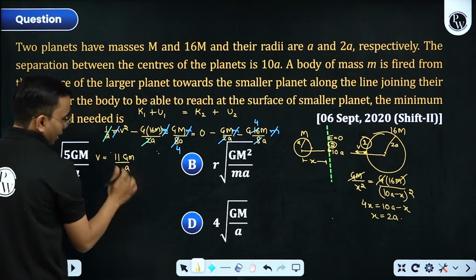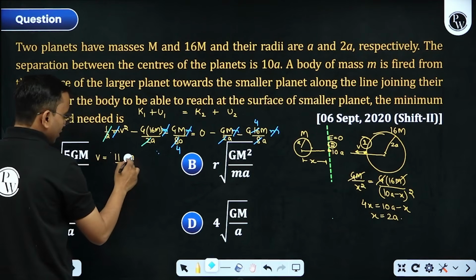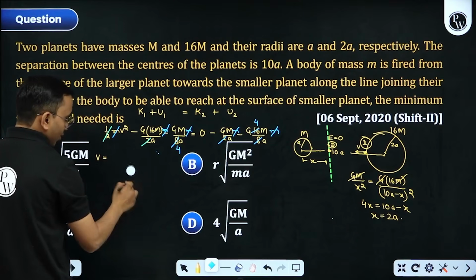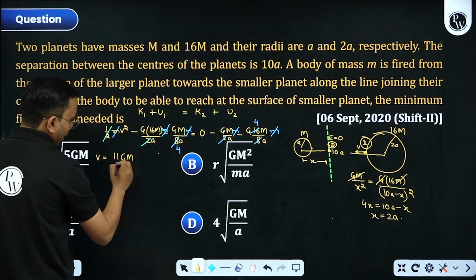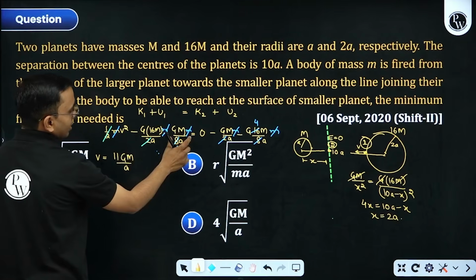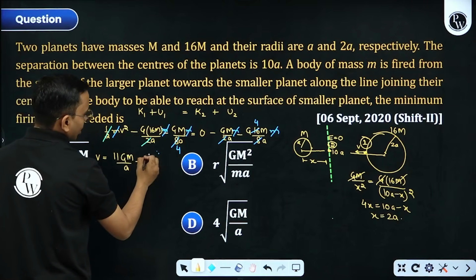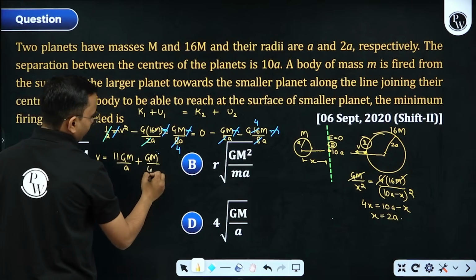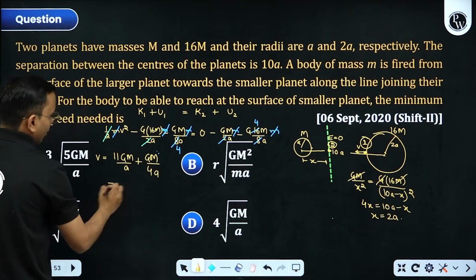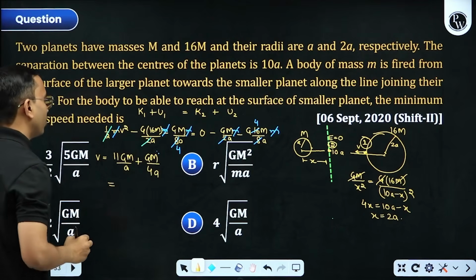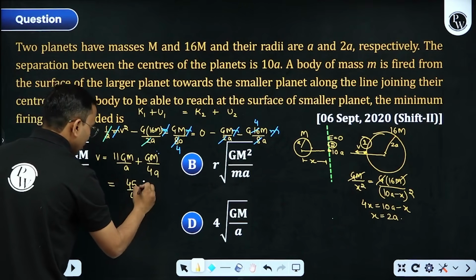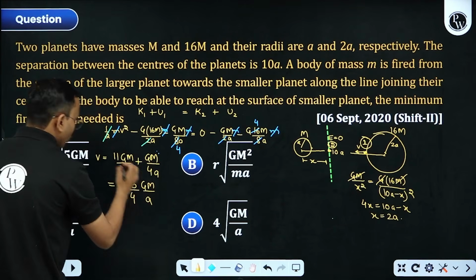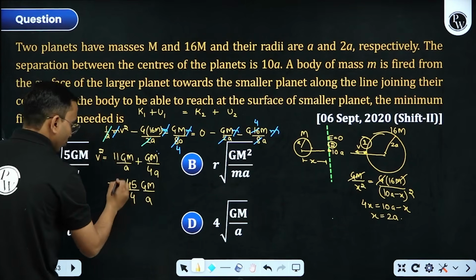Simple. Let me write it again properly. This G is not looking good. Okay, so this is 11 Gm by A and this term plus Gm by 4A. So this is 11 into 4, 44 plus 1, 45 by 4 Gm by A. This is my V square. This was V square. Root of this is my V.